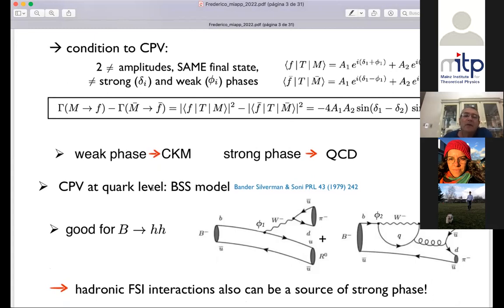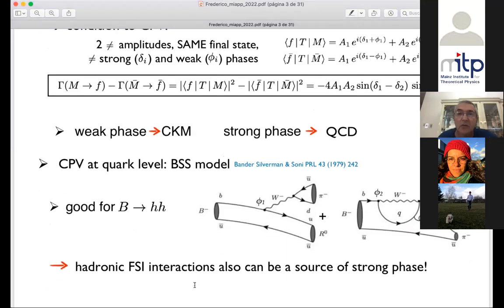At the quark level, the strong phase comes from the interference between the tree and a penguin diagram that carries the strong phase. Here is the gluon. So this was good to explain B meson decay into hadrons, here, for example, into two mesons. But also particles in the final state can interact, and according to Watson's theorem, there will be strong phases. So we should in some way take this into account.